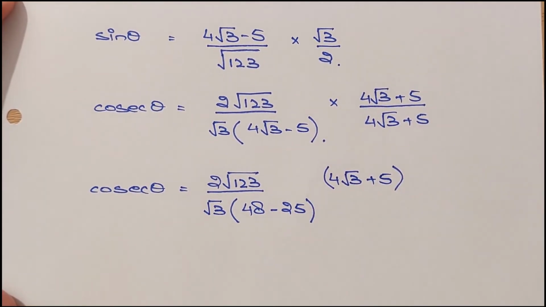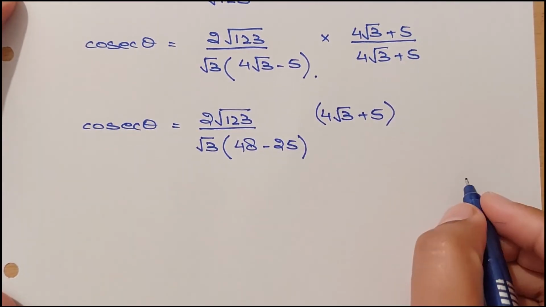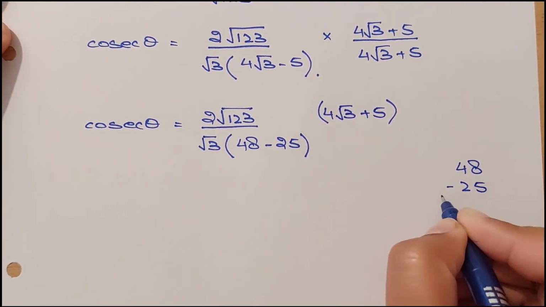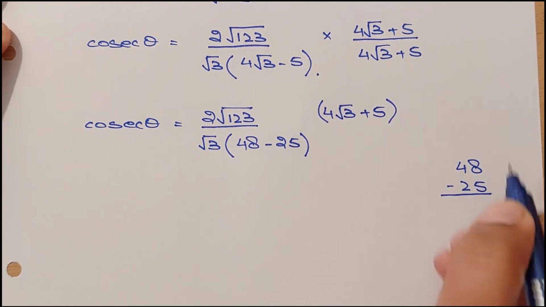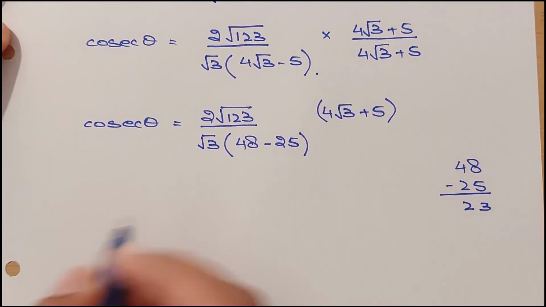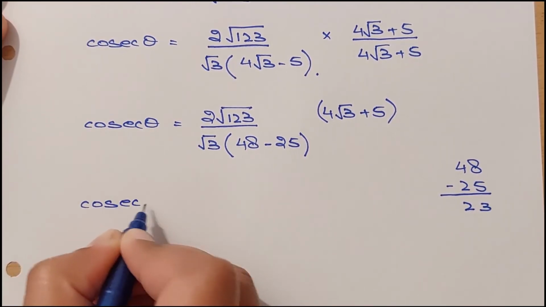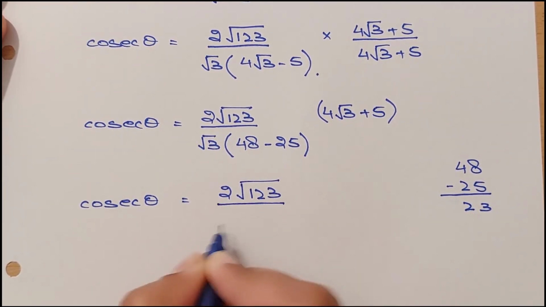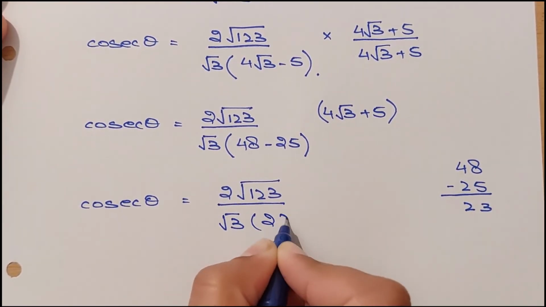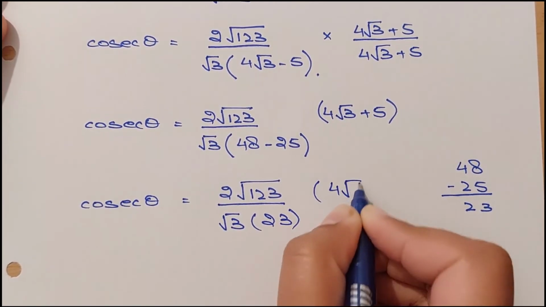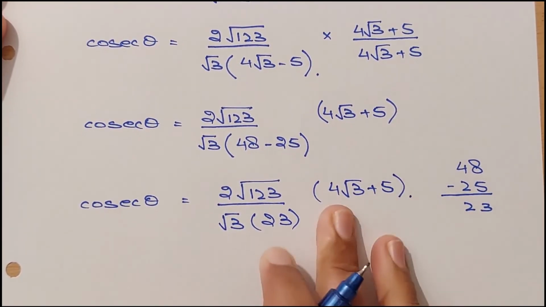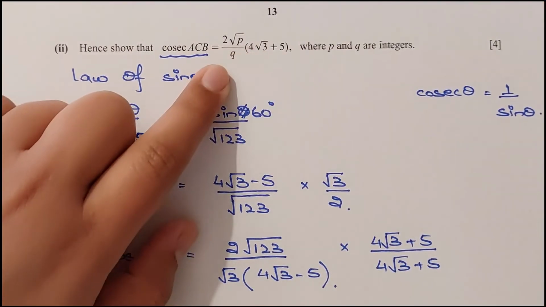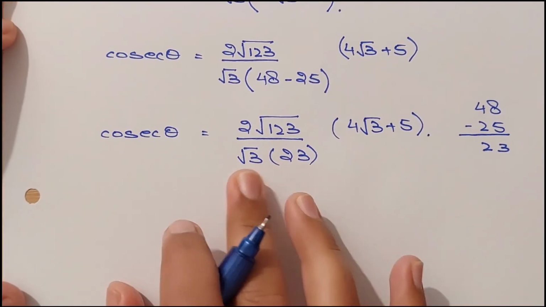Right, so from 48 take away 25, what is the answer? 48 subtract 25, 8 take away 5, we have 3 and 2, 23. So cosecant theta is 2 square root of 123 divided by square root of 3, we have 23 here, and 4 square root of 3 plus 5. Again let me compare with the given one. 2 square root of p and then 4 square root of 3 plus 5 is the same. We have q in the denominator, the constant, not the square root.